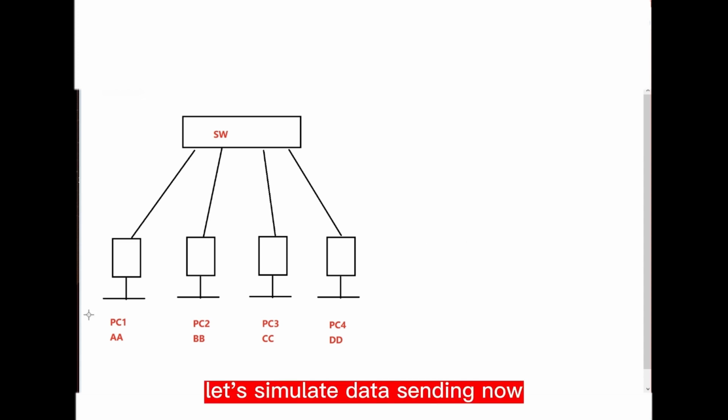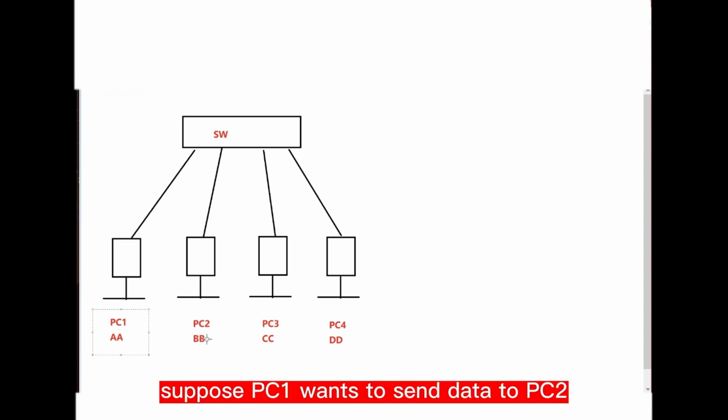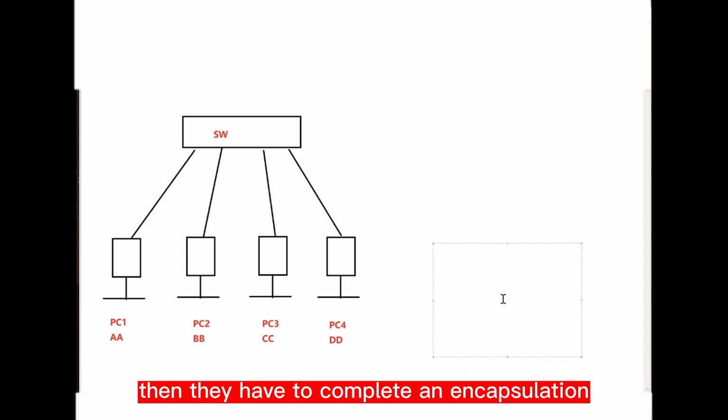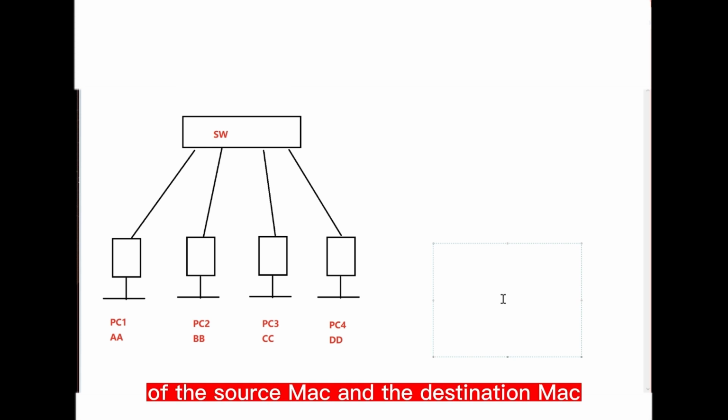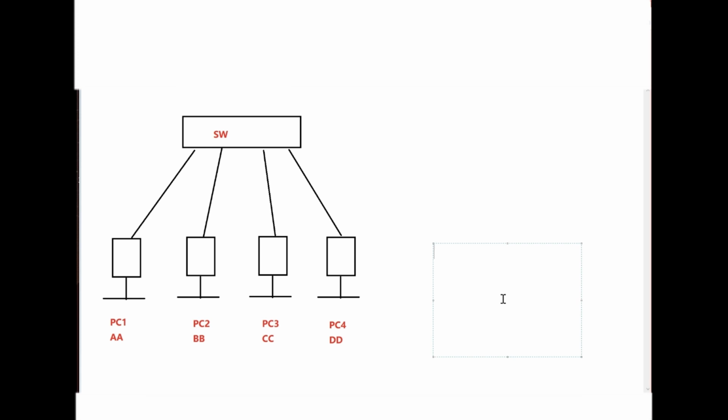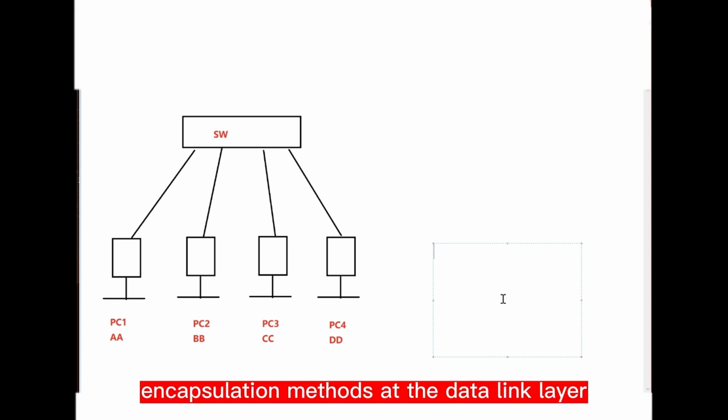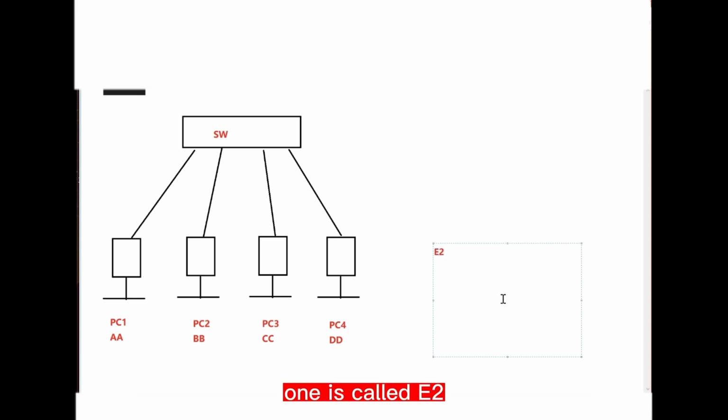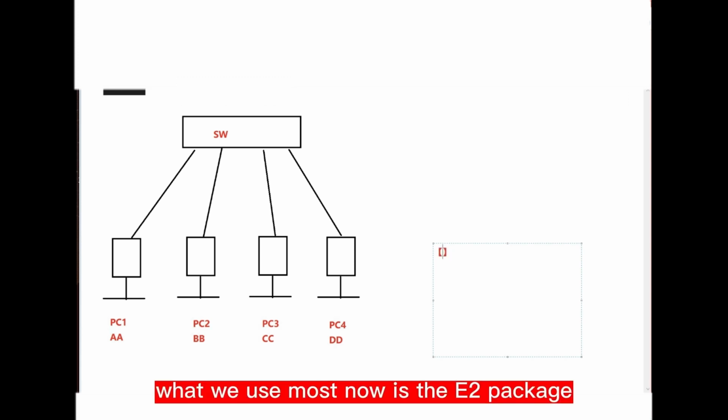Let's simulate data sending now. Suppose PC1 wants to send data to PC2. Then they have to complete an encapsulation of the source MAC and the destination MAC. We talked about this: there are two encapsulation methods at the data link layer, one called E2 and one called 802.3. What we use most now is the E2 encapsulation. Now the data link layer is going to be encapsulated with the Ethernet 2 standard.